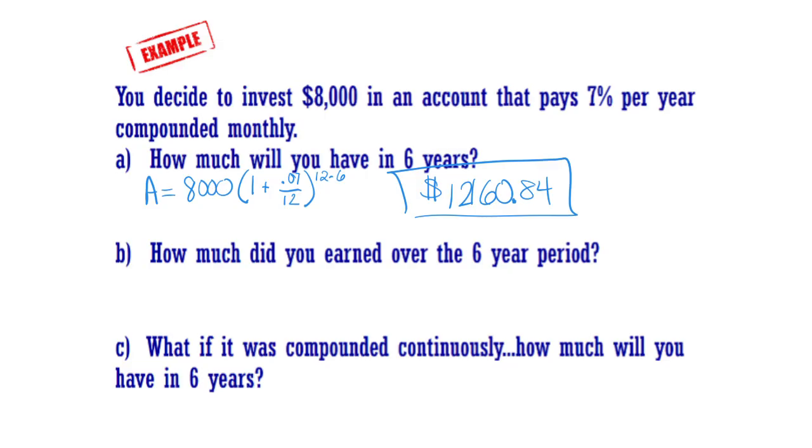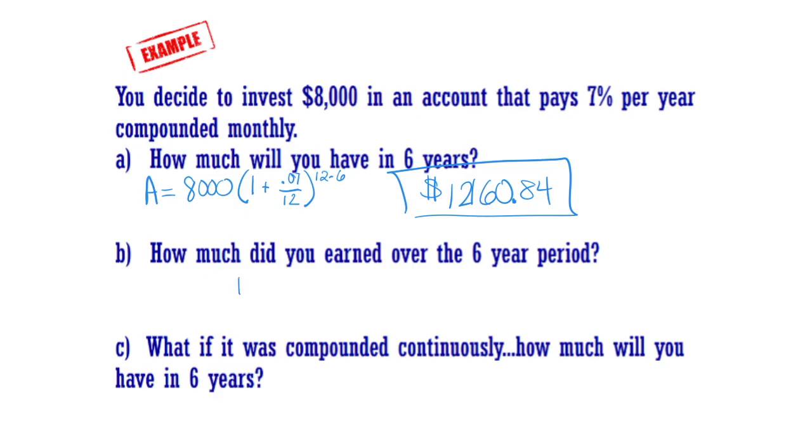Okay, now how much did you actually earn over the 6-year period? Well, if you think about it, this $12,000 that you have isn't really your money. It's the money the bank gave you for borrowing your money, because you only had 8,000. So how much did you actually earn?